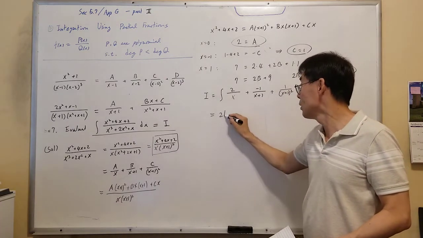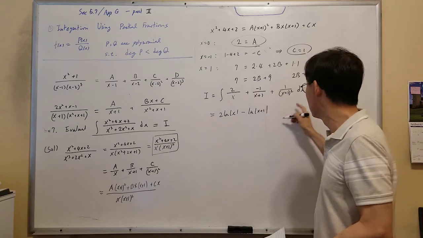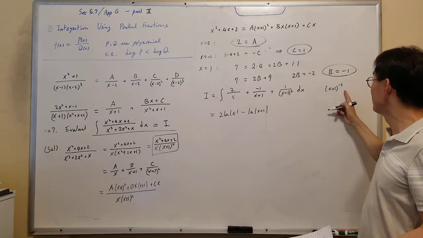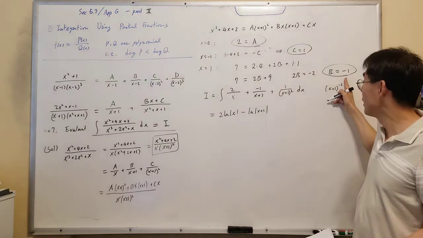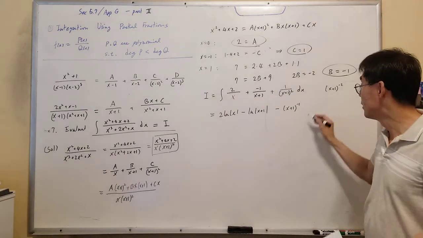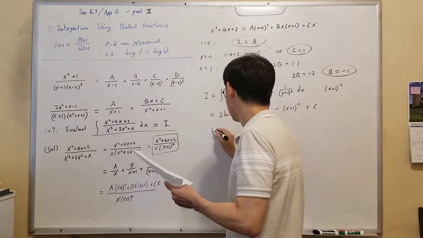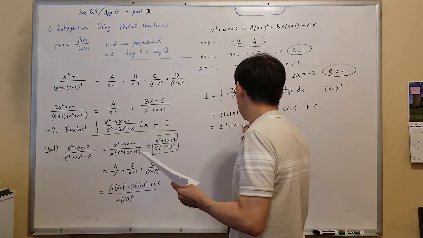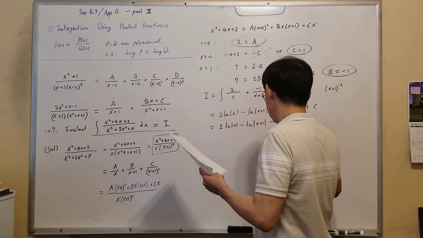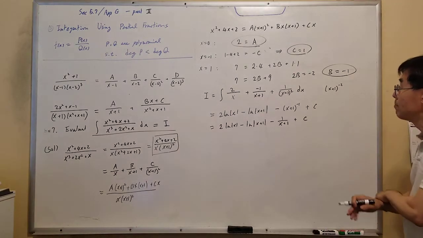Obviously, this is 2 ln of the absolute value of x, minus ln of the absolute value of x plus 1. Look at this: x plus 1 to the negative 2 power. Adding 1 gives negative 1, so negative x plus 1 to the negative first power, or negative 1 over x plus 1. Okay? All right.